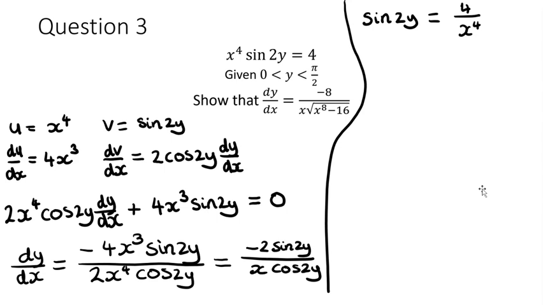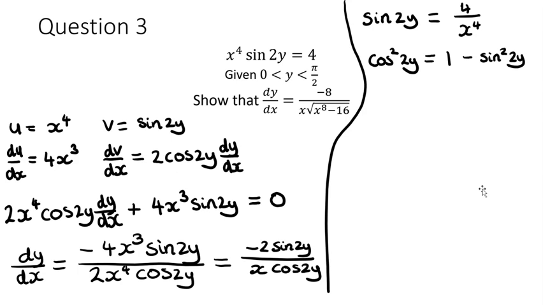Cos 2y is going to be a little bit more work, but we can cope. From my trig identities, I know that sine squared plus cos squared equals 1. So I can rewrite that as cos squared 2y is 1 minus sine squared 2y. We've got to keep this angle the same when we use that identity.